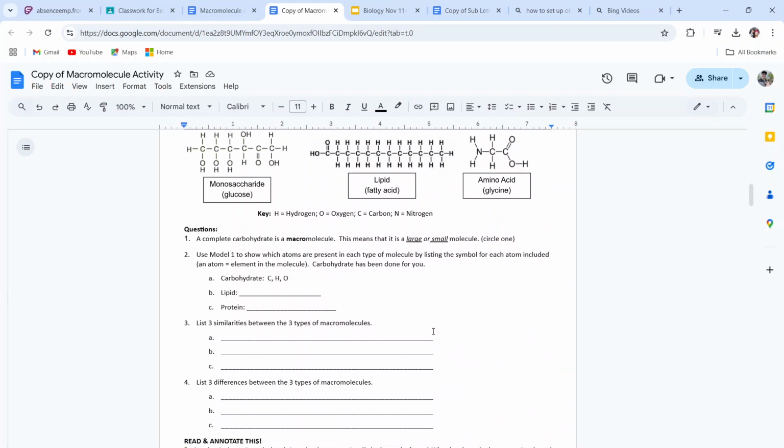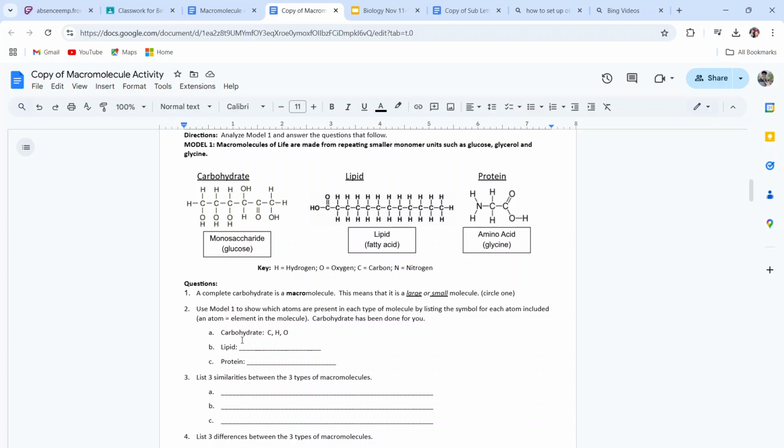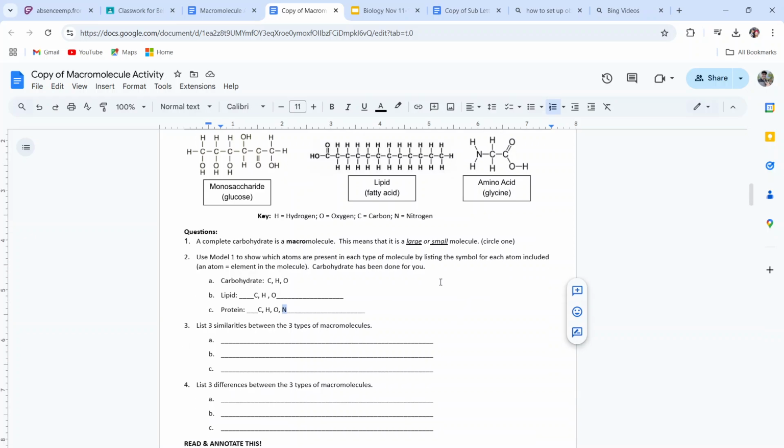So what we can identify here is that based off of this key, the elements that carbohydrates are made out of are carbon, hydrogen, and oxygen. Lipids are also made out of carbon, hydrogen, and oxygen. And then proteins also have carbon, hydrogen, and oxygen. But more importantly, again, it has that nitrogen. Nitrogen is your key to understanding that it's a protein. Okay?